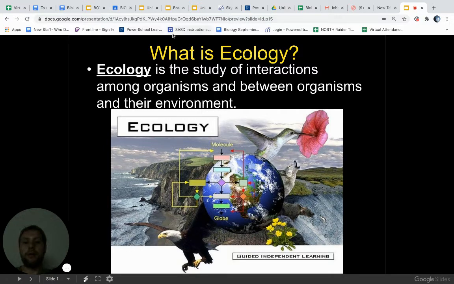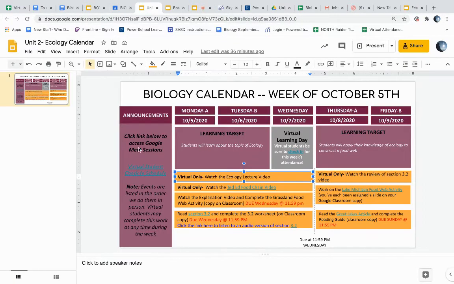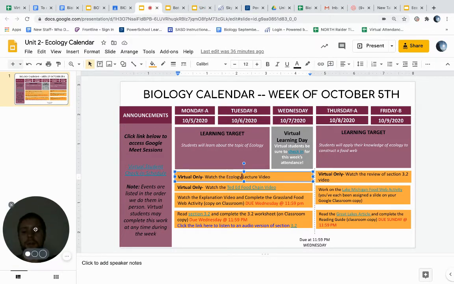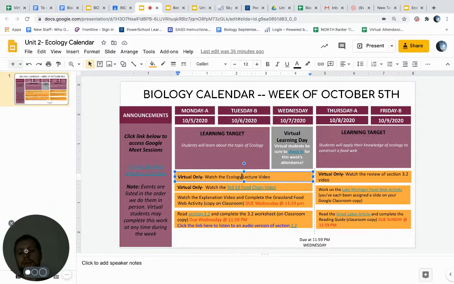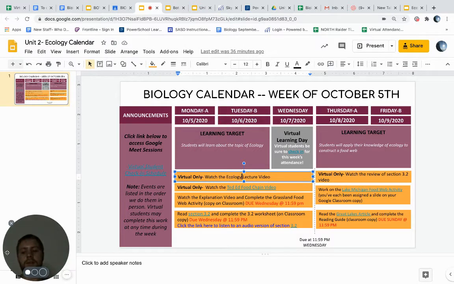So I want to point out something real quick. There is a new calendar for ecology, and it is posted on PowerSchool as well as Google Classroom. So reference this in the future. The old one will have disappeared from PowerSchool. However, it could still be found on previous classroom posts.